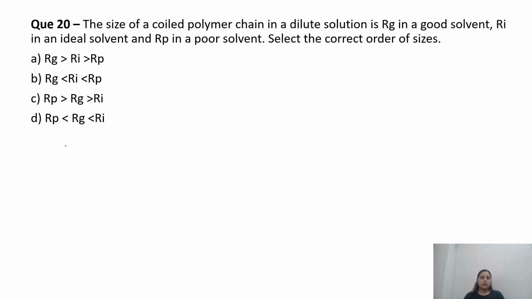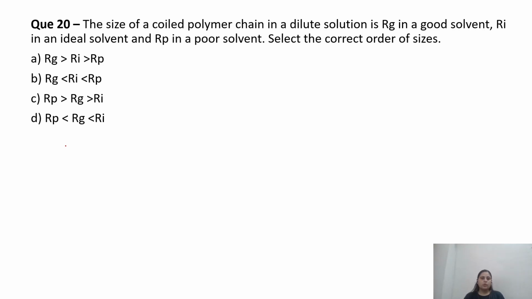Option B says in the poor solvent, size is more compared to the ideal solvent than the good solvent. In option C, it says poor solvent is having more size than the good solvent, then the ideal solvent is having the least size. And option D says the poor solvent is having the size lesser than the Rg in the good solvent. Then in the ideal solvent, the size will be the maximum.